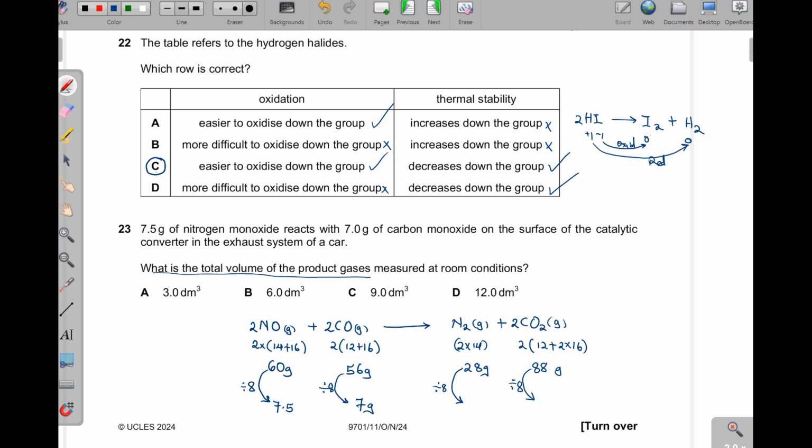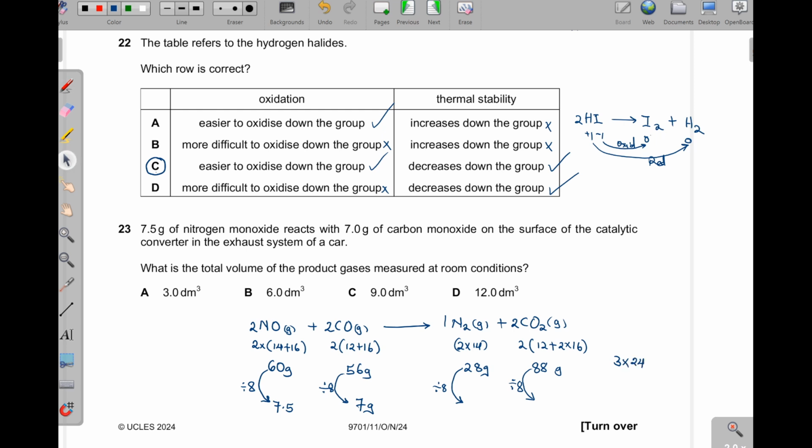So they said, what is the total volume of the product gases? Total volume. So first of all, this is 1 mole, then this is 2. So that makes it 3. So we have 3 moles, and 1 mole of a gas occupies what? 1 mole of a gas occupies 24 liters under room conditions, right? So we shall multiply by 24.